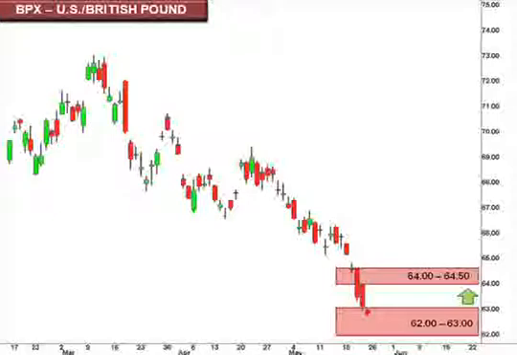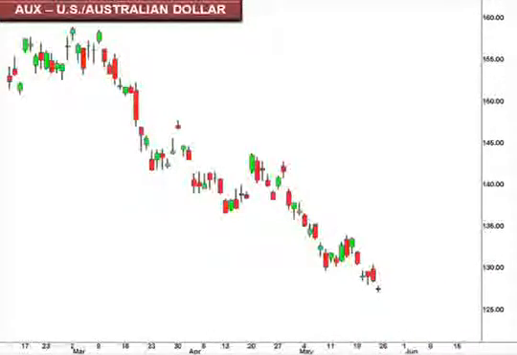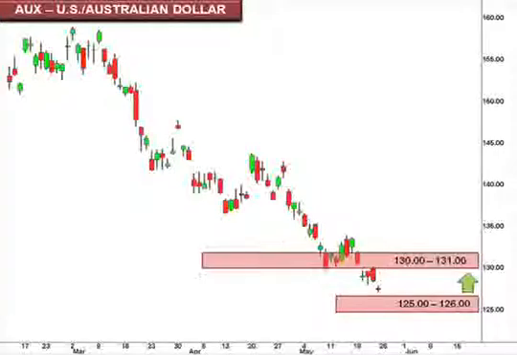Well, no surprise, the US dollar lost considerable ground against the Australian dollar and closed the week just shy of our 125, 126 focal zone. And at this point, we do expect to see that downside move completed. A bounce off of this support is likely to retest that 130, 131 range.